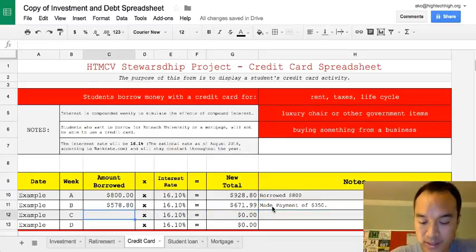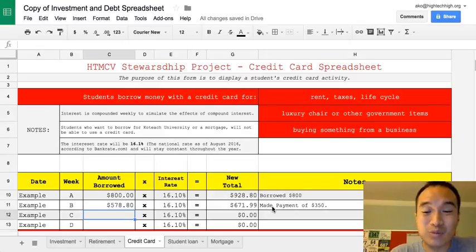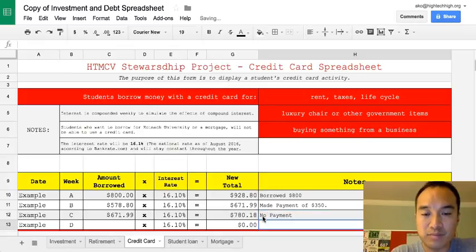All right, week 3, let's pretend they don't do anything. They don't make a payment. Take that new total right there. And again, it automatically calculates that for you. So for the notes, no payment. And again, please write notes in every single one, every single week.